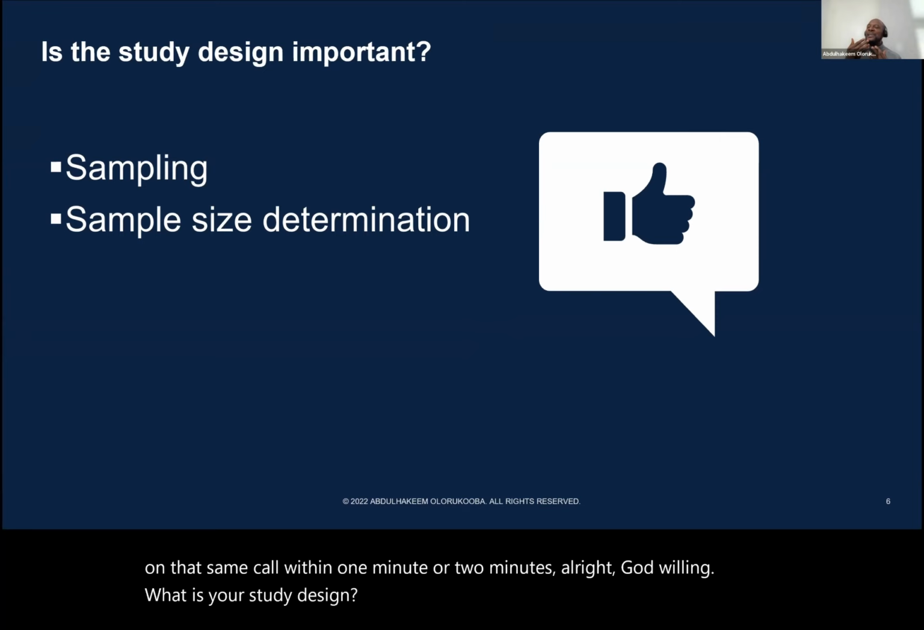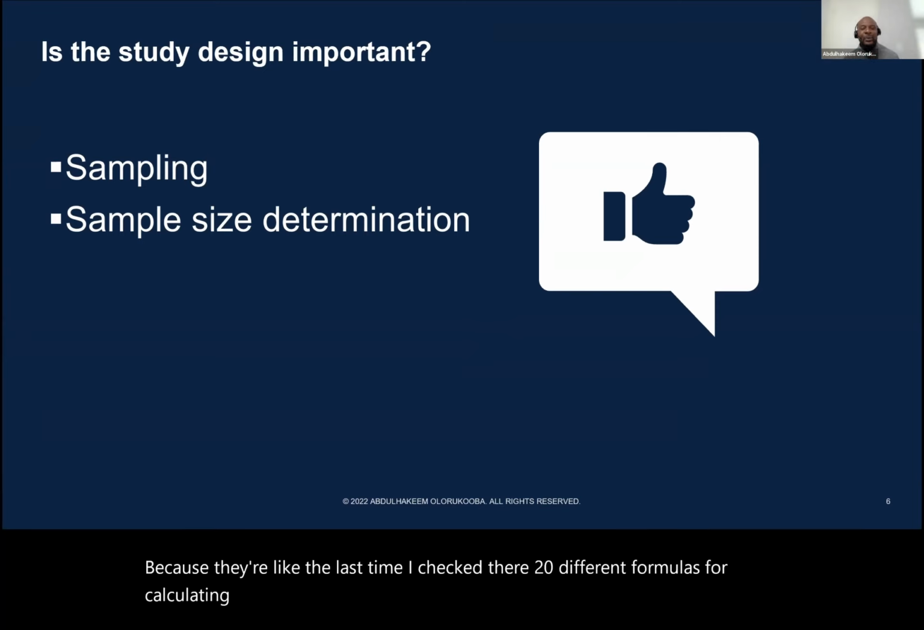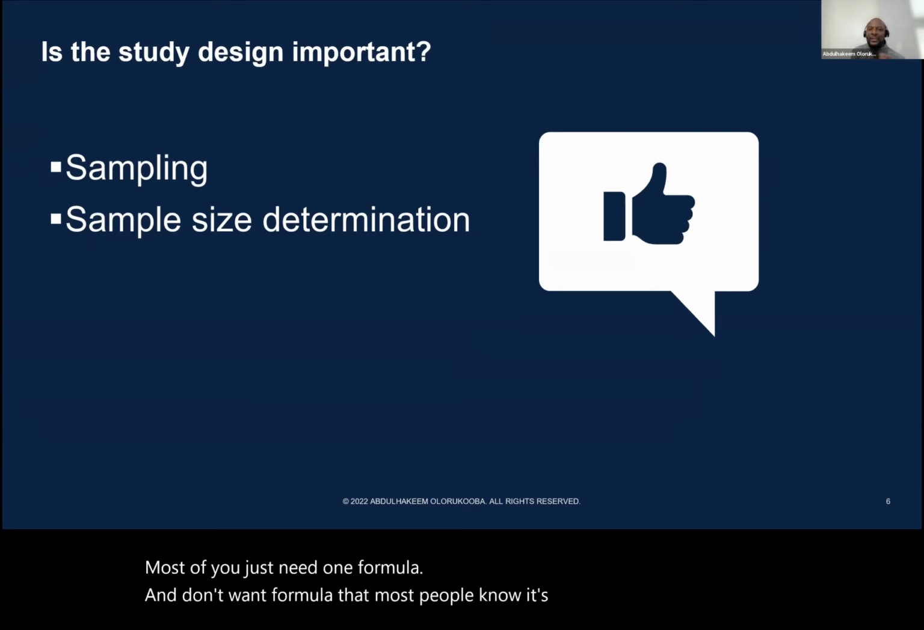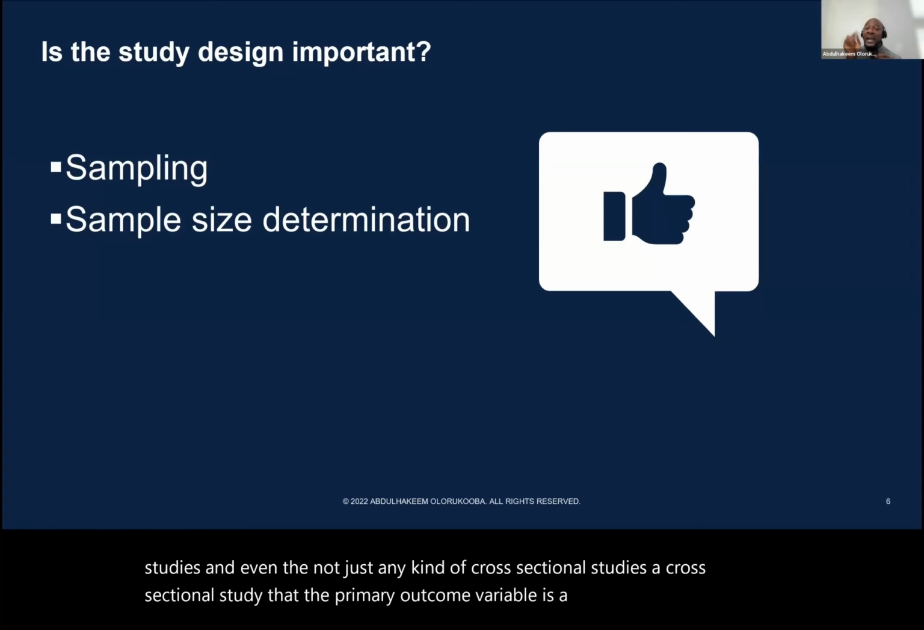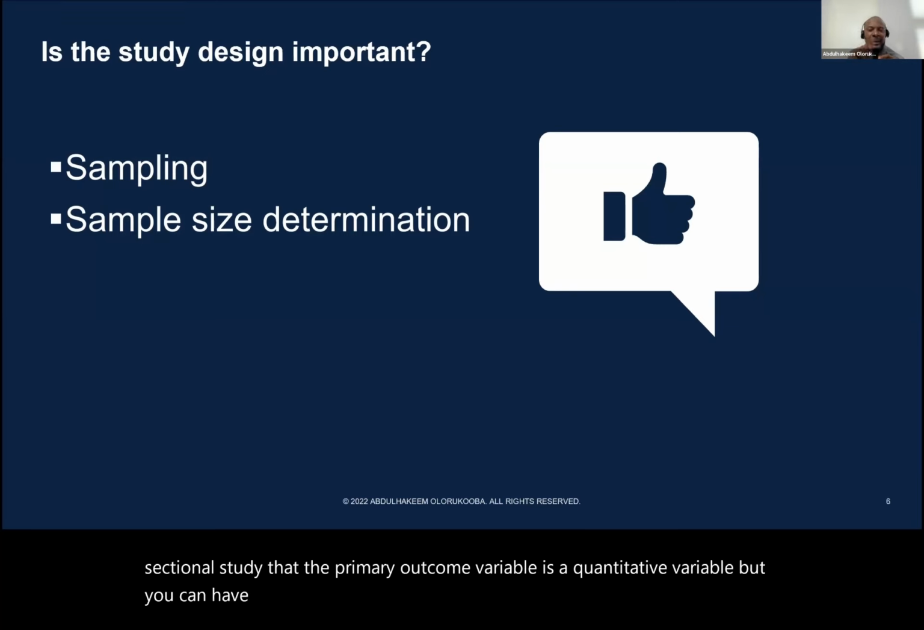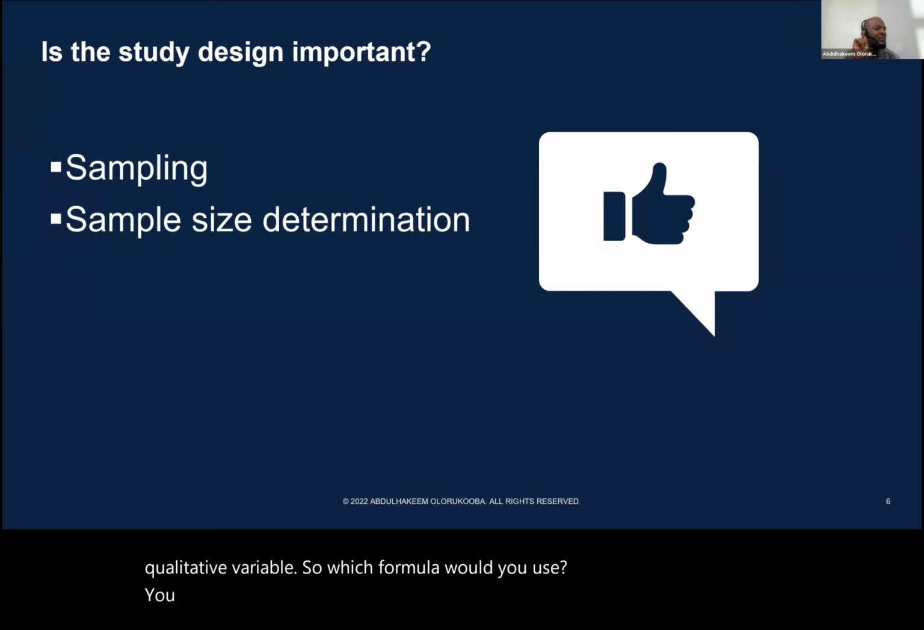The last time I checked, there are like 20 different formulas for calculating sample size. Most of you just know one formula, and that one formula is only for cross-sectional studies. And not just any kind of cross-sectional study: it's a cross-sectional study where the primary outcome variable is a quantitative variable. But you can have a cross-sectional study where the primary outcome variable is a qualitative variable. So which formula would you use? So the study design is very important.